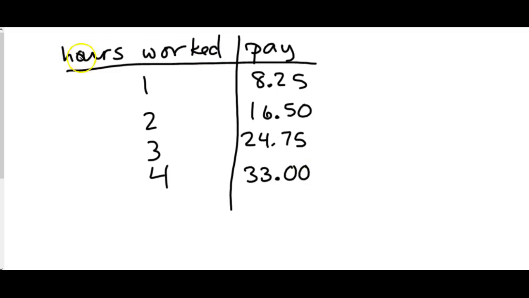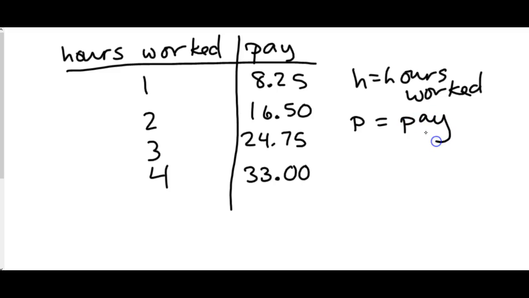So we have to again decide variables. Hours worked, I'm going to use H. Pay, I'm going to use P. Again, really we could use any variables. I could say X is hours worked and Y is pay. It doesn't matter as long as we know what variables we're using. So then we need to come up with an expression.